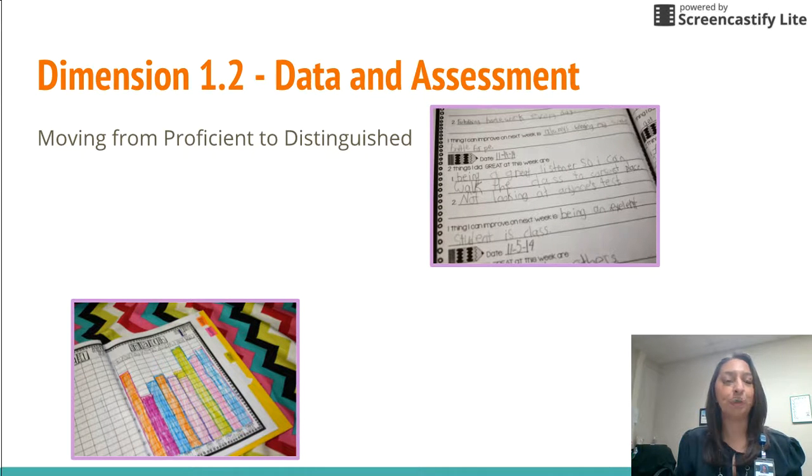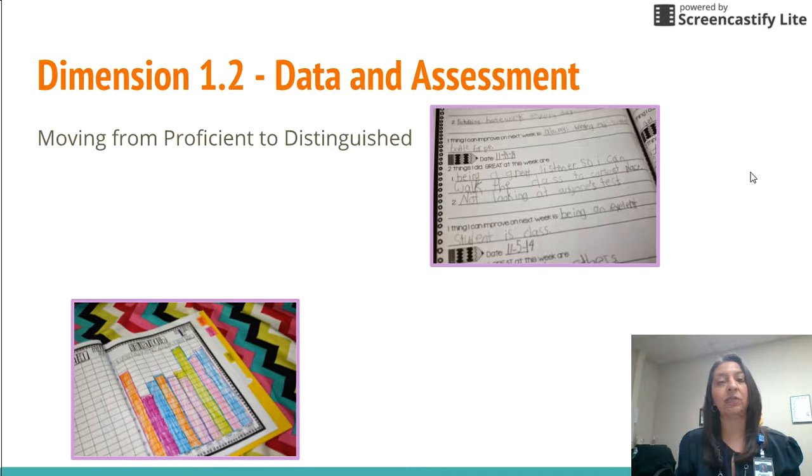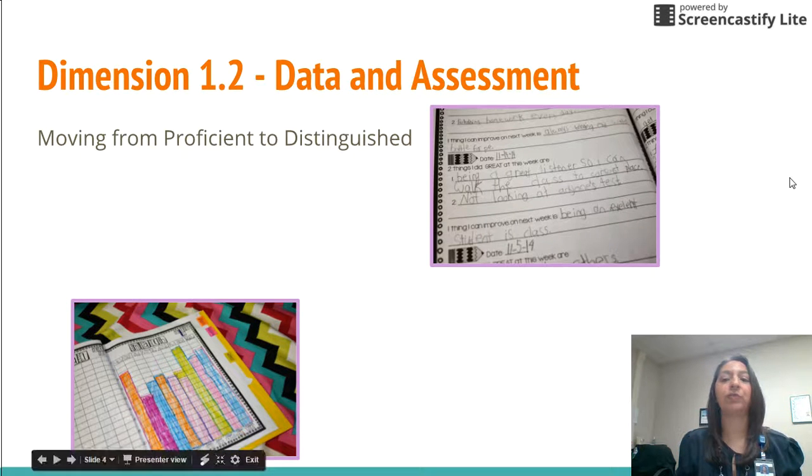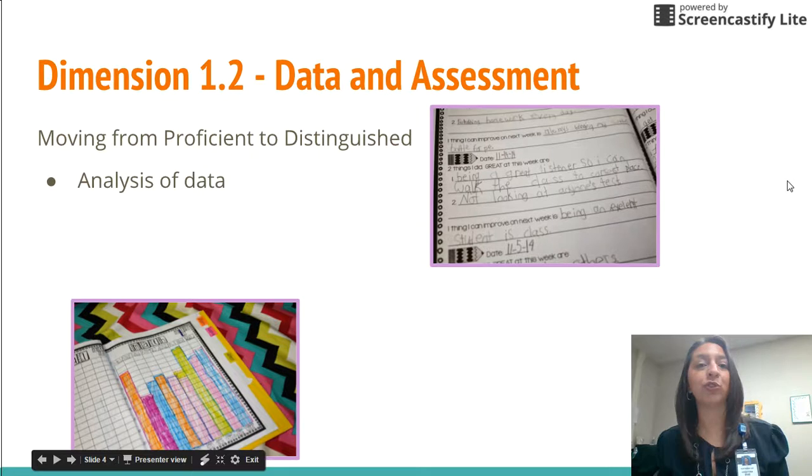Here you will see two pictures of examples of how one teacher has used progress monitoring, how the students show their progress in their learning. Now, when you're coming to this type of progress monitoring and you're thinking, what can I do in my classroom?